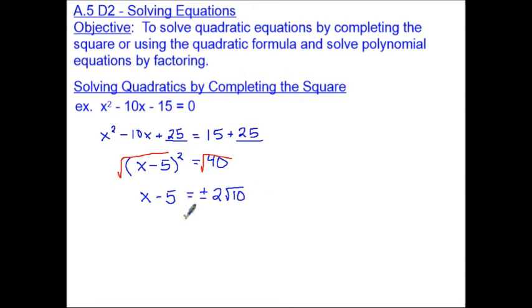Basically from here, all we have to do is add 5 to both sides, and please do write this in the following order. Leave the plus or minus as the back half of the answer, and bring that 5 as the front half of the answer. So I've got 5 plus or minus 2 root 10. Please do understand that this is two separate answers, one of which is 5 plus 2 root 10, and the other is 5 minus 2 root 10. So there is completing the square.